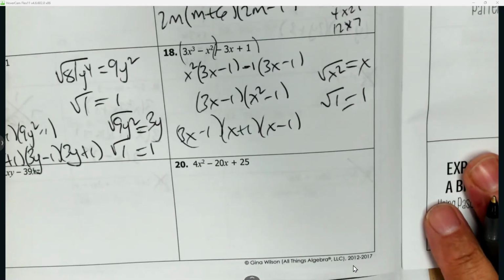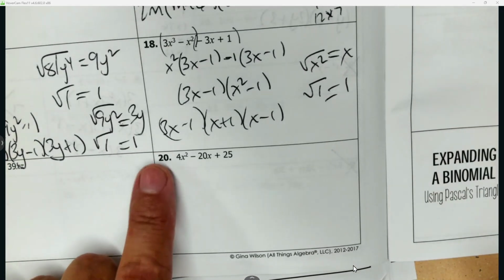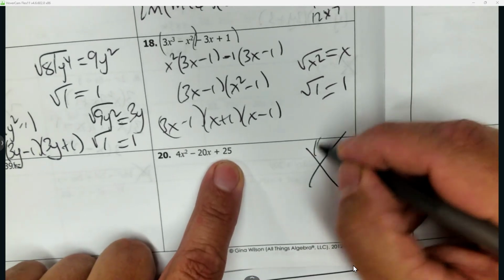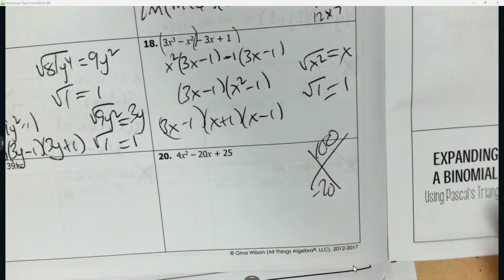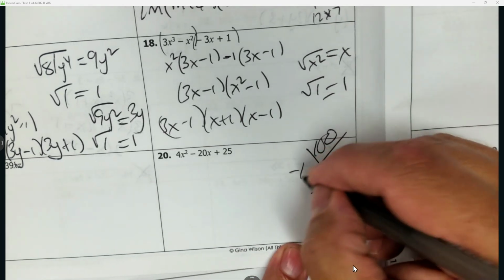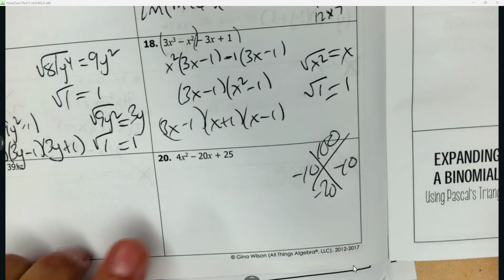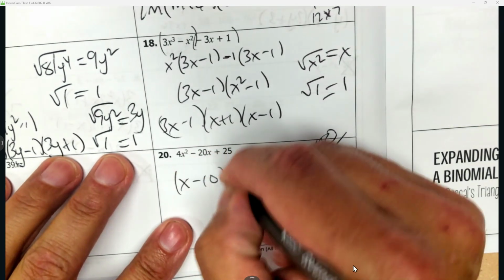19 is multivariable, and here's our last one. So it's in lowest terms. 4 does not go into 25 evenly. So 4 times 25 is 100, and negative 10. So the two numbers that multiply to 100 and add to negative 20 are negative 10 and negative 10, a repeated factor. So that's x minus 10.